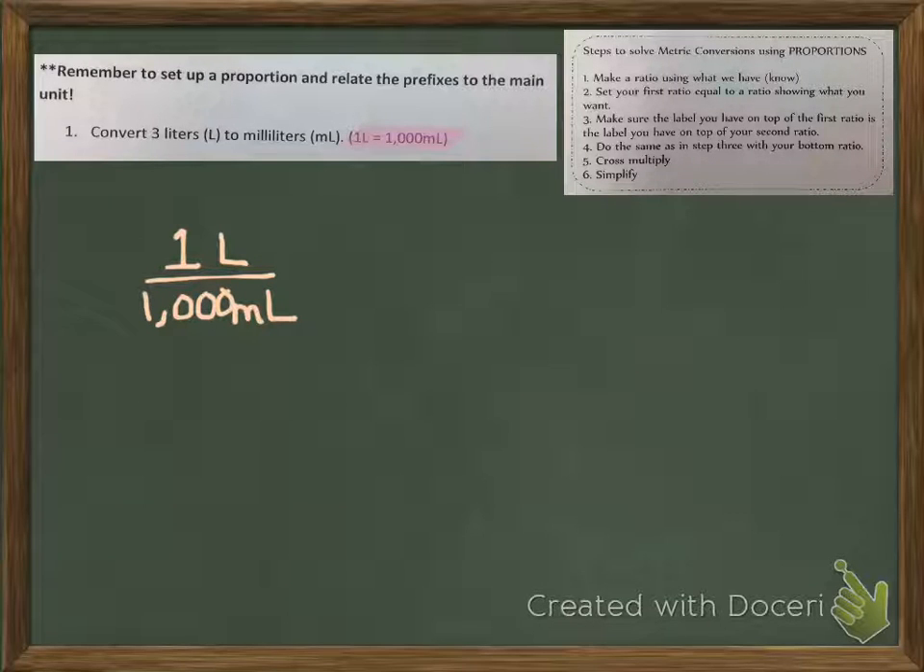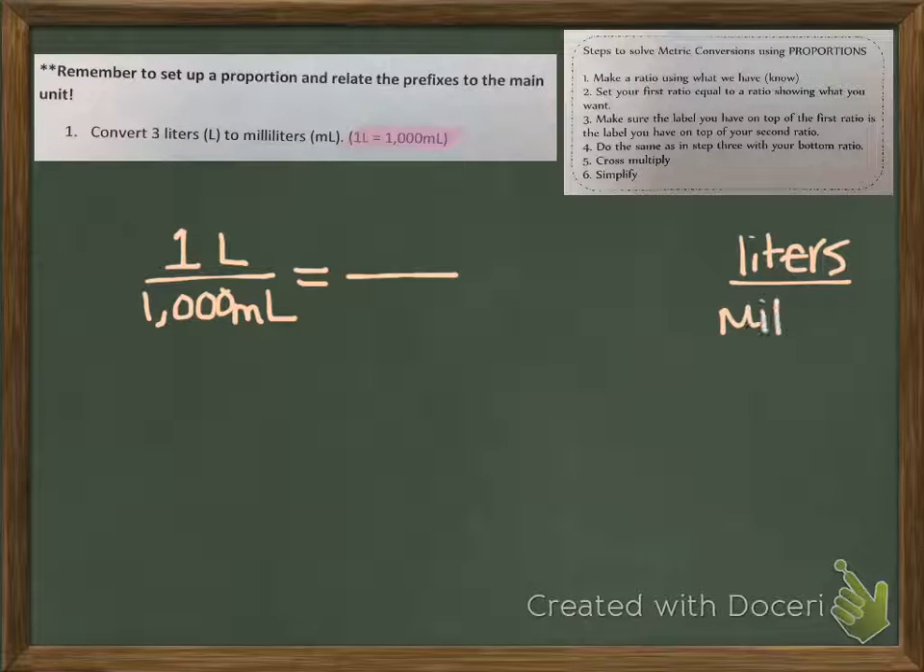Step 2 is set your first ratio equal to what you want. What is our unknown? Well, we want to convert 3 liters to milliliters. So we want to make sure that our labels are the same. If we're doing liters over milliliters, then liters goes on top. So 3 liters goes on top. And I don't know how many milliliters, that's what I want to find. So it's an x milliliters.